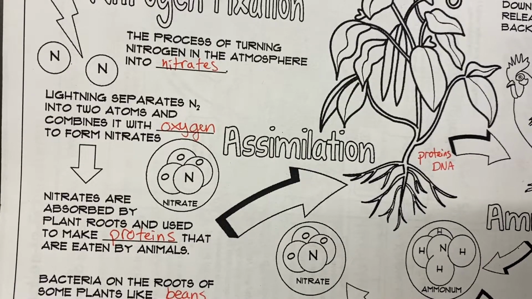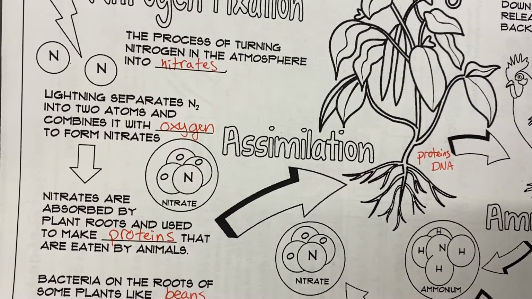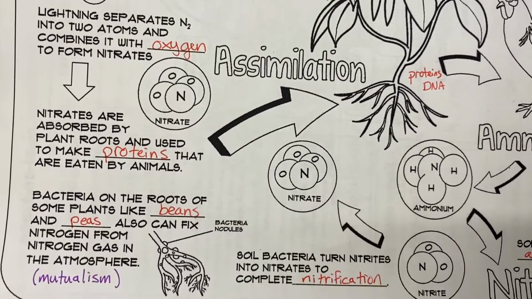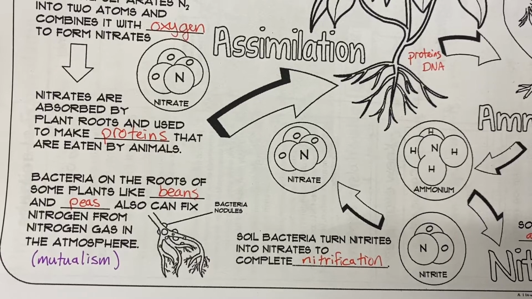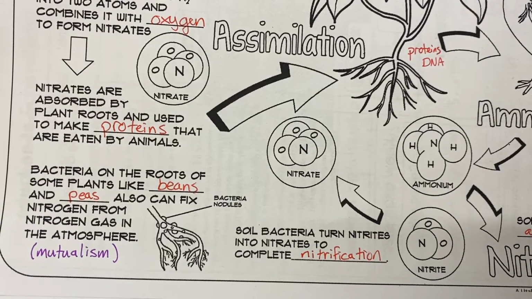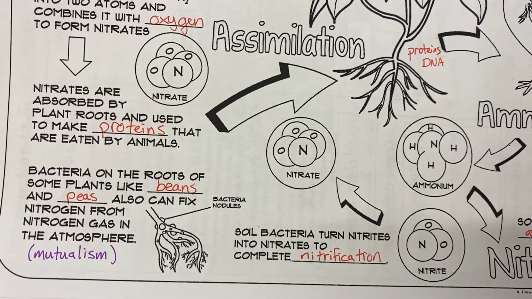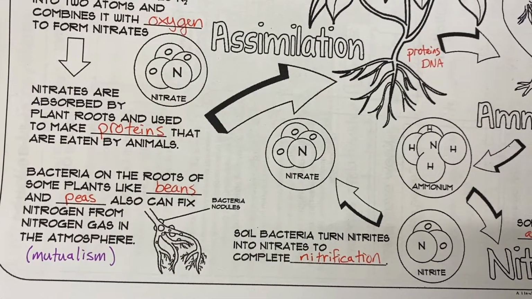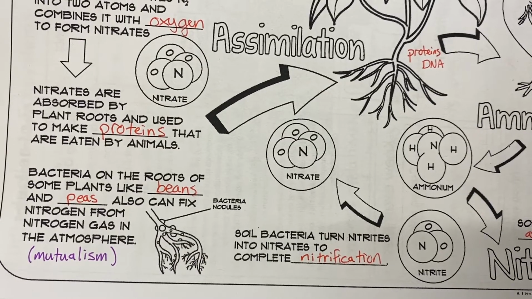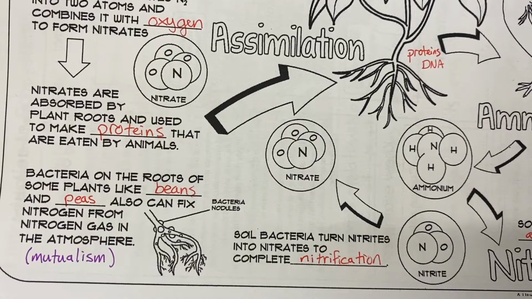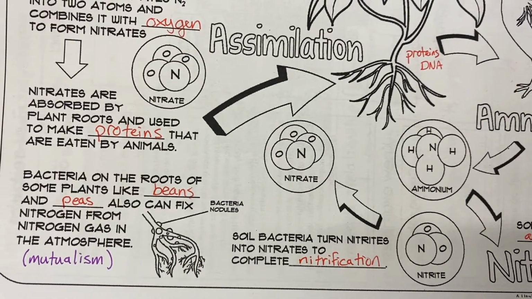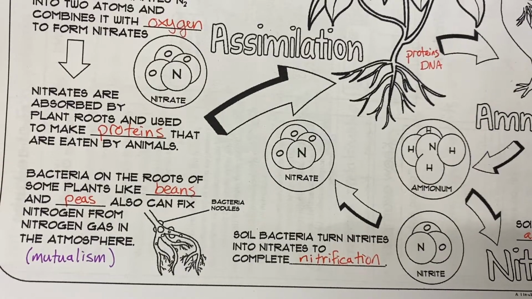Nitrates are absorbed by plant roots and used to make proteins that are eaten by animals. Nitrogen can also be fixed by some plants. So bacteria on the roots of some plants, like beans and peas, can also fix nitrogen from nitrogen gas in the atmosphere. This is an example of mutualism. Those are bacteria nodules, meaning little clusters of bacteria that give the plant nitrogen, and in turn they take some sugar from the roots of the plant.